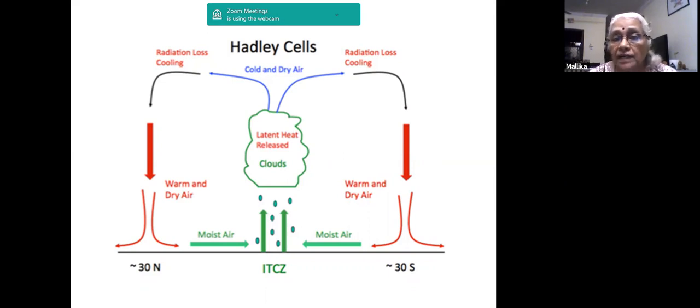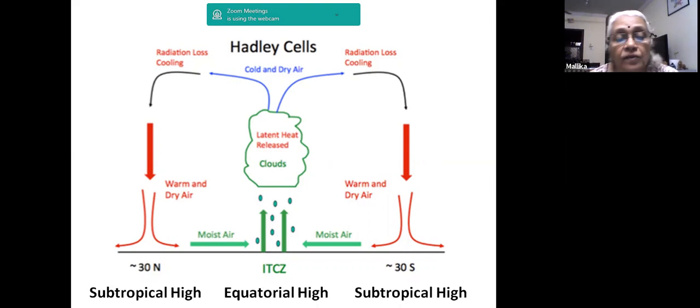Like I told you earlier, when it comes down, it becomes warm and continues to remain dry. And now we have a situation where around 30 degrees north and south, we have a high pressure zone. That high pressure zone is called the subtropical high pressure zone. So we have an equatorial low in the center. It should be low, I think I put high there by mistake. It should be an equatorial low in the center, surrounded by the subtropical high.